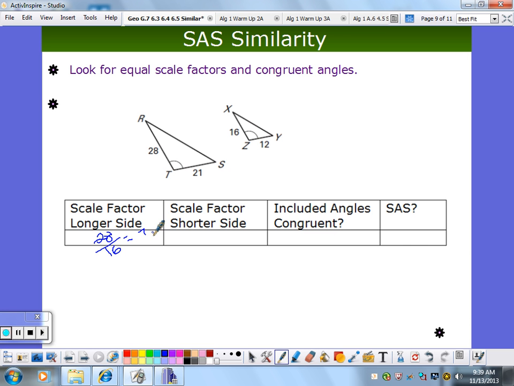Divided by 4. Divided by 4. And then let's look at the shorter side, 21 to 12. And again, I'm just looking at that. Let's see, divided by 3. Excellent. So the sides are in proportion. Now, are the included angles congruent? Yes. How do I know? I'm just looking at my drawing. Because I see the one arc, that means they're congruent. So do I have a side angle side similarity here? Yes, I do.